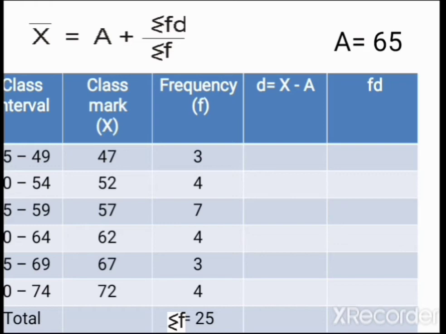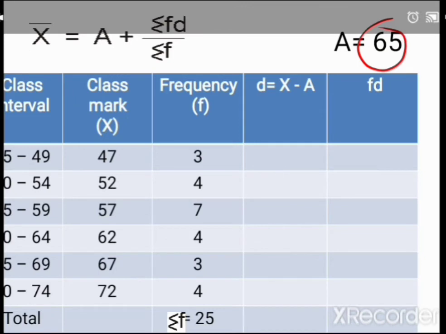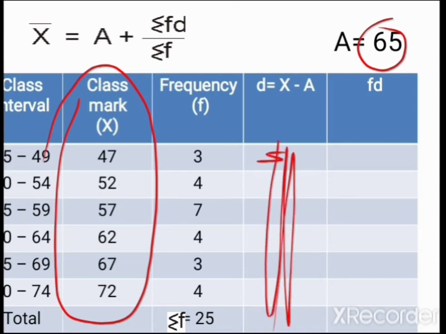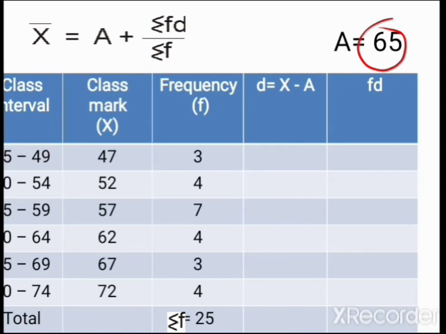So what we simply do is subtract each of these items from the assumed mean. The assumed mean is 65. So each of the class marks, which is X now, we'll be subtracting from 65, and our answer is what we'll be using to fill this column, which is deviation. The first one is 47 minus 65. 47 minus 65 will give us minus 18.